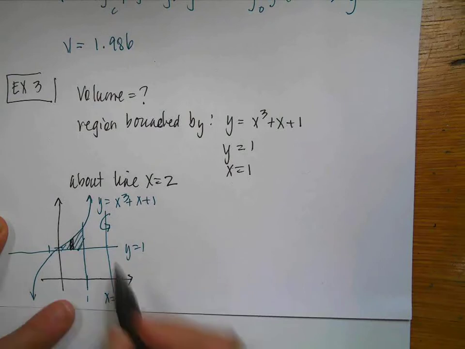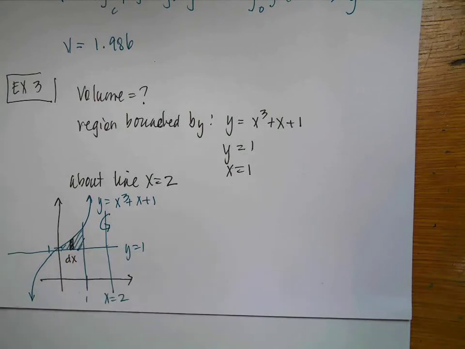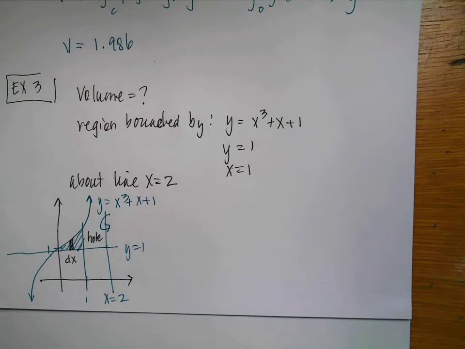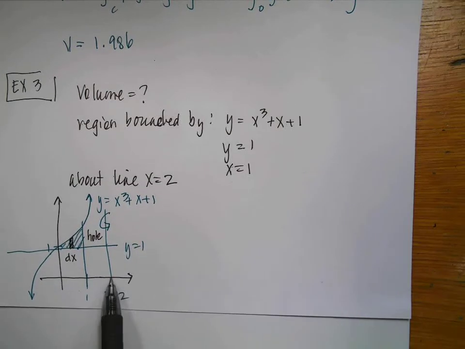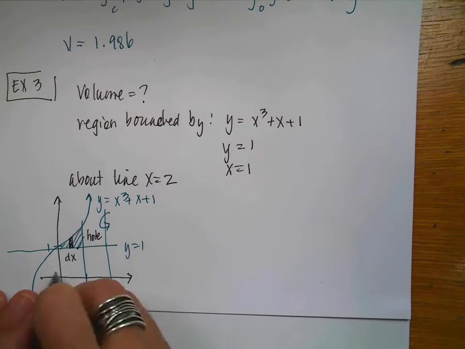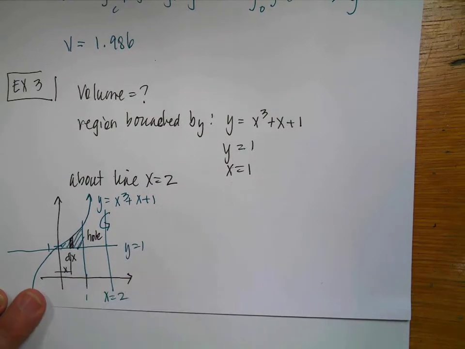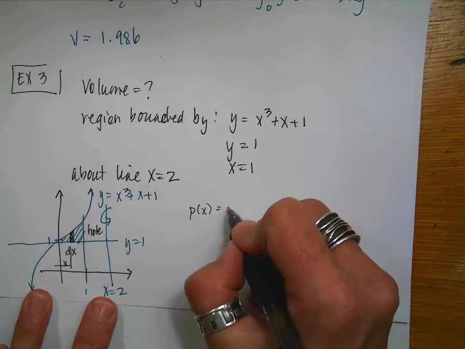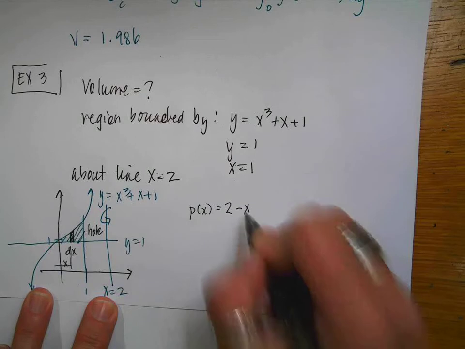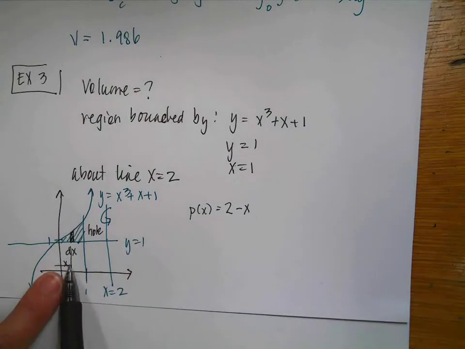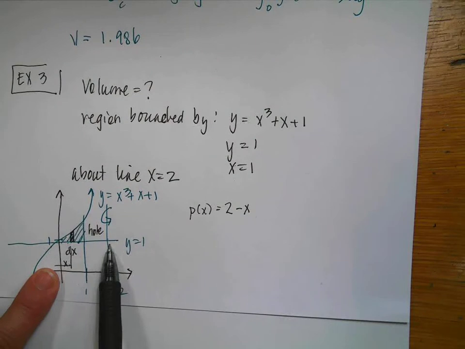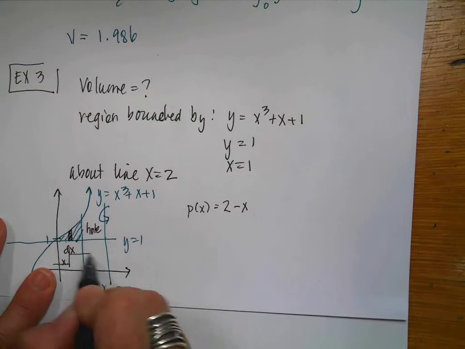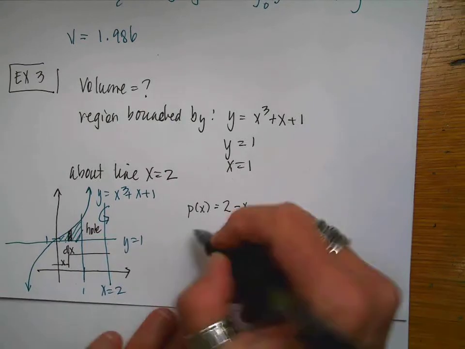So draw my representative rectangle. It's parallel to the axis, so I have a dx. But I have a hole, and this is where the shell method is really entertaining. My axis of revolution is over here. So I'm still going to call this distance x, but my p of x is going to equal the 2 all the way to the right minus the quantity x. If this is x, the distance from the rectangle to the axis of revolution is going to be 2 minus x, and that would be that distance in there.